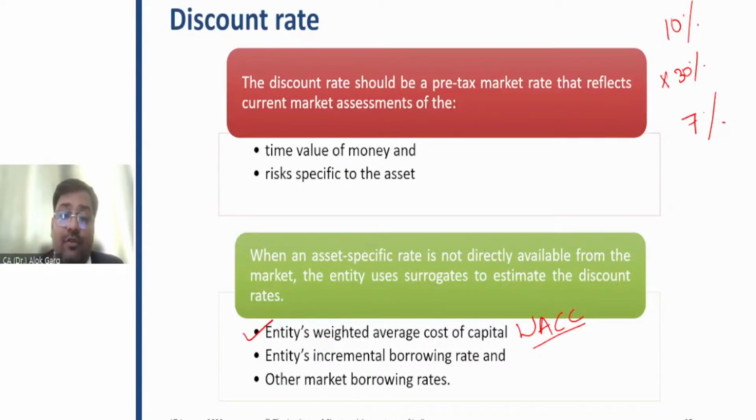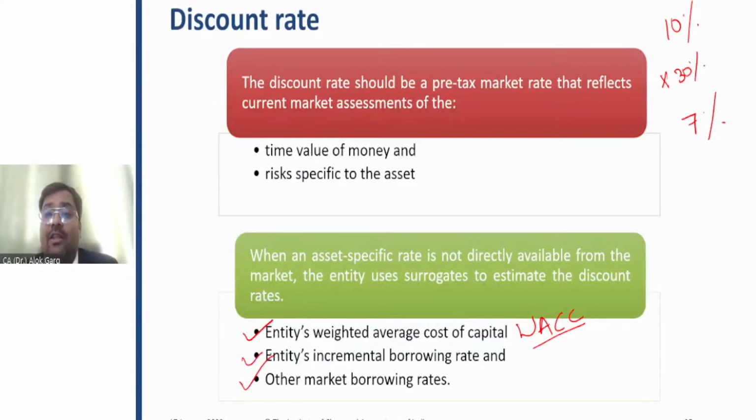If weighted average cost of capital is not there, then you have to see the entity's incremental borrowing rate. Means if today I'm going to take a fund from the bank, at what rate of interest will this company get the money, right? So normally the companies ask for a quotation from the bank that we want 500 crore rupees of loans for a period of, let's say, 10 years. So what interest will you charge us, right? So auditors are asking for these kinds of quotations to check the discount rate or other market borrowing rates.